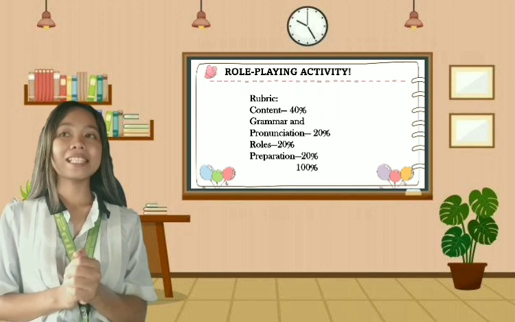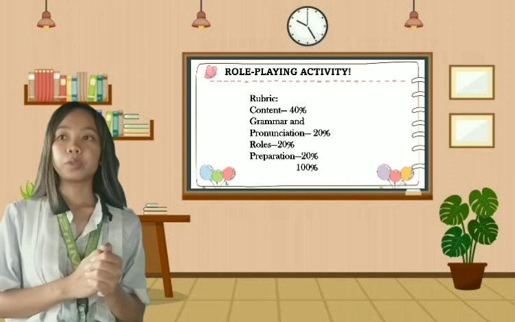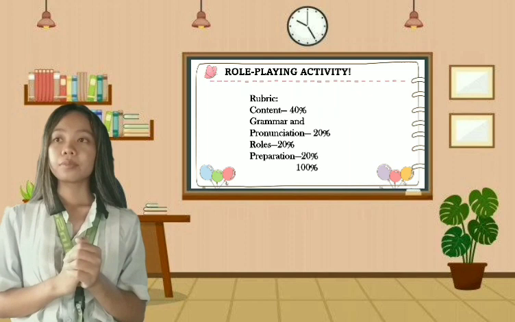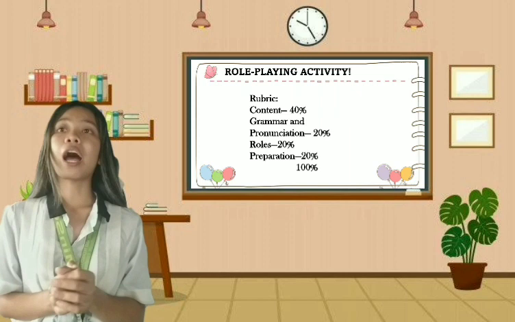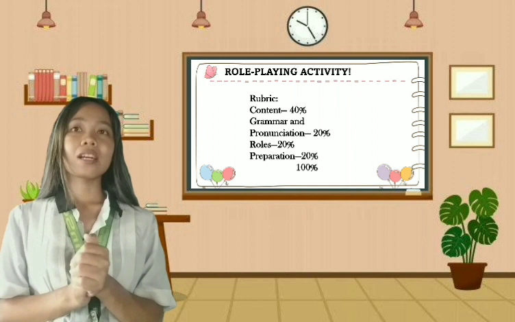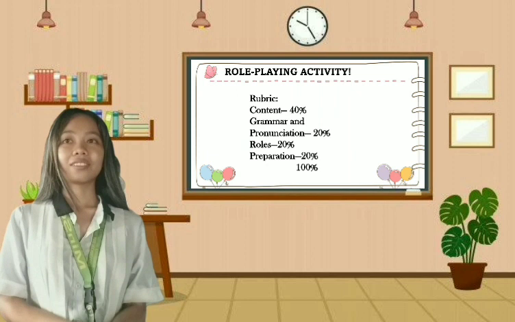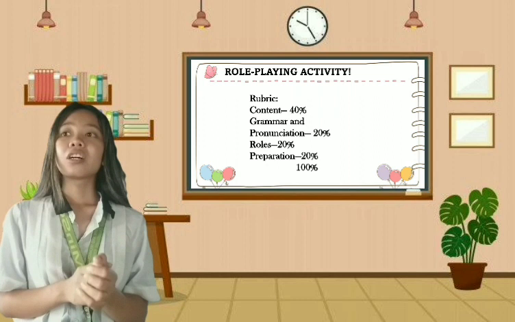Group 1, please come in the left corner of the room. Group 2, come in the right corner of the room. And for groups 3 and 4 at the back part, please. Stand now, class, and start making your dialogues and prepare for our role-playing activity. Because there is a rubric to be followed, you must really do well in making your dialogues. Make sure that the speech context that you have chosen is really applied in the dialogues that you will make.